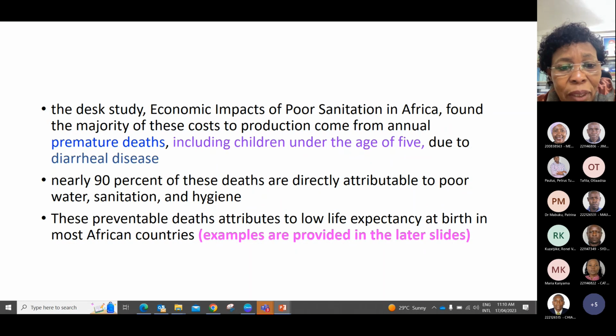Again, a desk study found that the economic impacts of poor sanitation in Africa found the majority of these costs to production come from annual premature death, including children under the age of 5 due to diarrheal diseases.